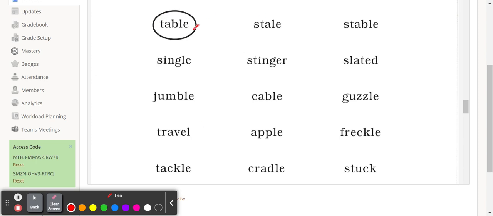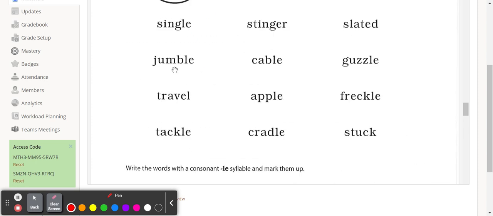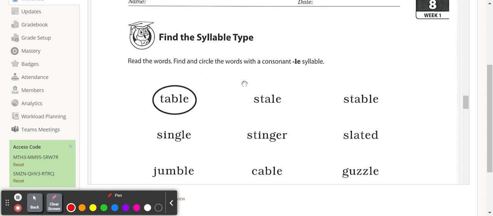We have table and they already marked it down here, so I'm not going to remark that one up here. Okay, but let's look at this word. This word is stale. Is this a consonant-LE? No, A is not a consonant. So actually, you can either leave it blank or put an X on it because it doesn't have the consonant-LE. Okay, how about stable? Yeah, so circle stable. And we're going to mark it. You're going to write it down below on a line and mark it up.